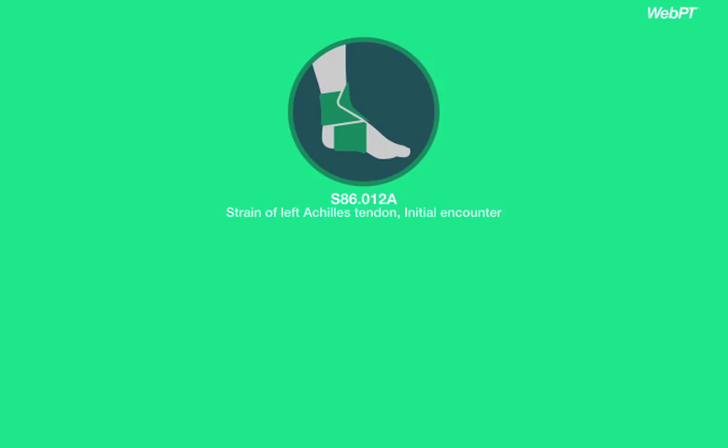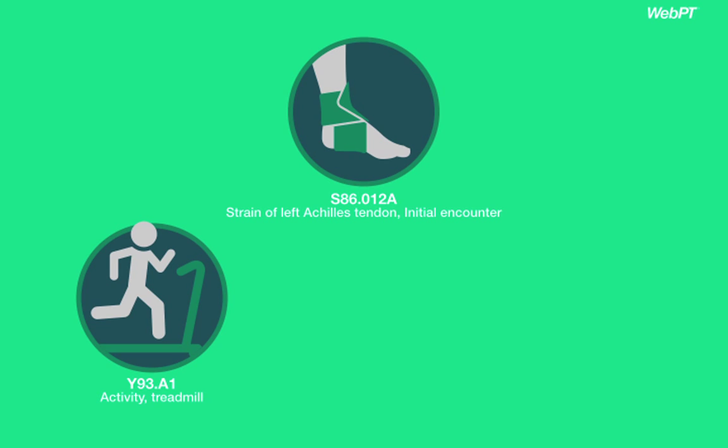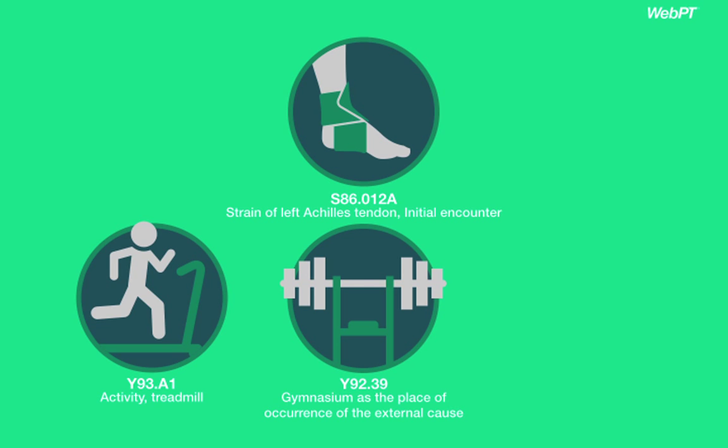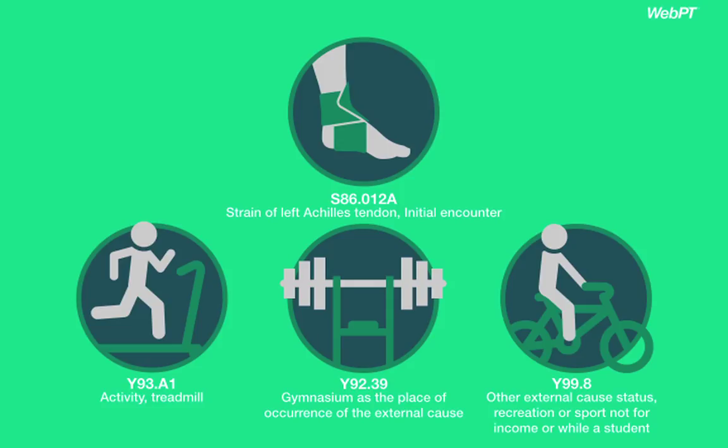To code for these circumstances, you would submit the following external cause codes: Y93.A1, activity, treadmill; Y92.39, gymnasium as the place of occurrence of the external cause; and Y99.8, other external cause status, recreation or sport not for income or while a student.